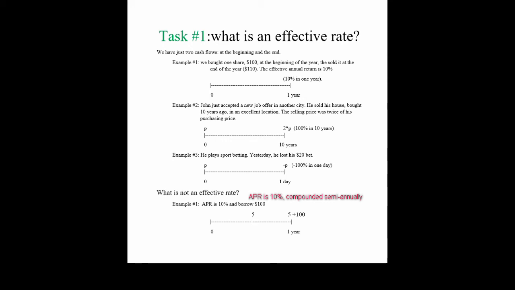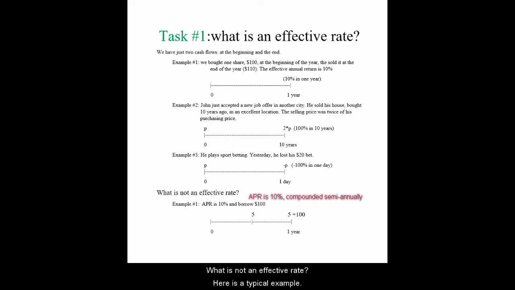Example number 2. John just accepted a new job offer in another city. He sold his house about 10 years ago in an excellent location. The selling price was twice his purchasing price. Assume the purchasing price P, now it is 2P. So 100% return in 10 years. Example number 3. He placed a spot bet yesterday. He lost his $20 bet. So actually it's negative 100% in just 1 day. So all these are effective rates.